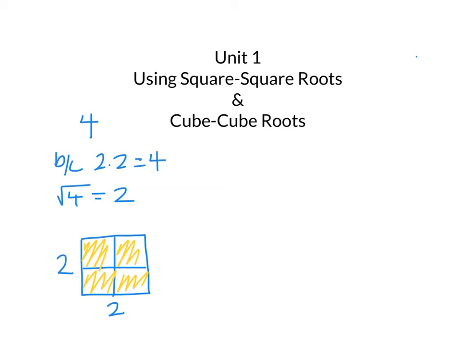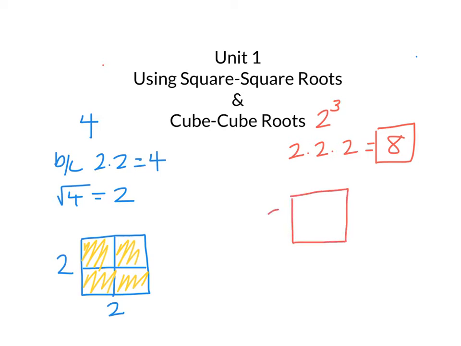The same is true for a cubed number. So let's do 2 cubed. And that's 2 times 2 times 2, which is 8. So 8 is a perfect cube. Well, why do we call it a cube number?